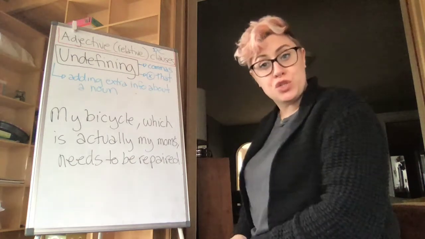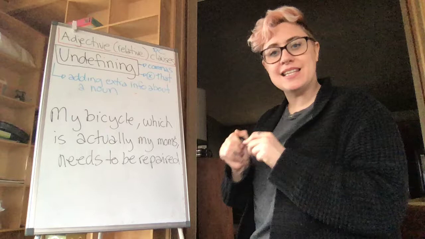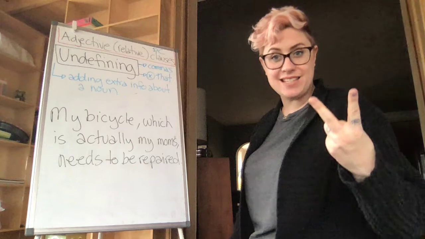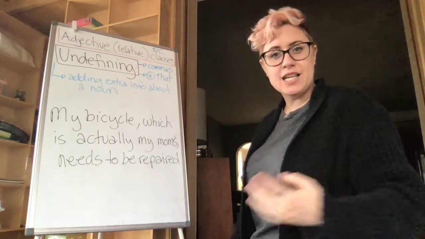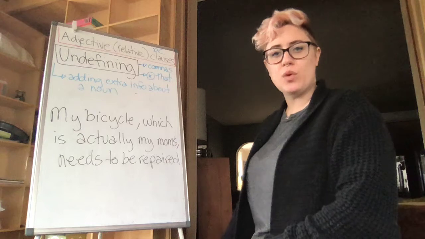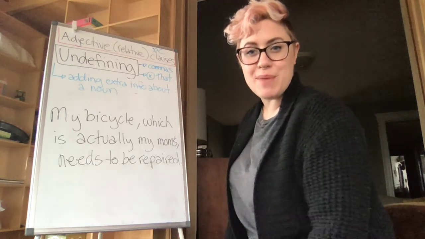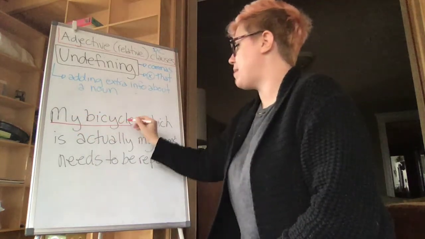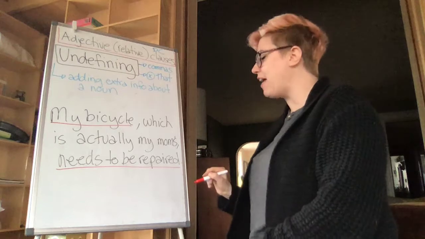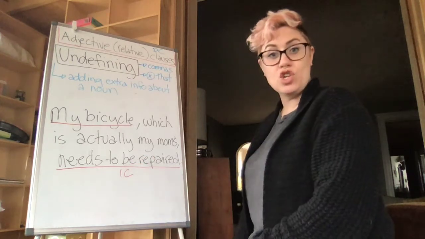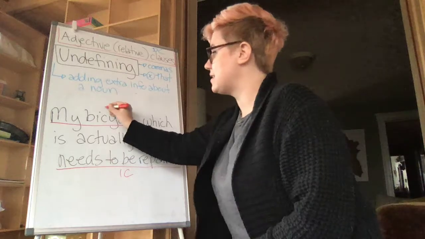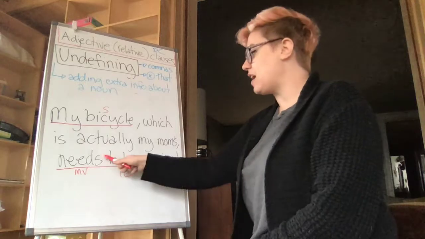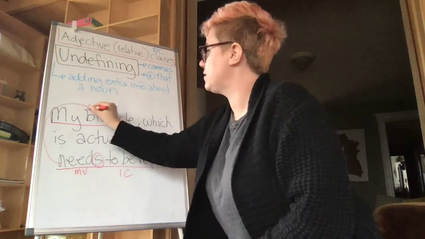So what I want you to do right now is take a look at this sentence and identify the independent clause and the dependent adjective clause. Just take a second to think, okay, where is the independent clause? Where is the dependent adjective clause? So, if you guessed that my bicycle needs to be repaired is the independent clause, you are correct. My bicycle is the subject of this clause, and needs is the main verb. Needs agrees with the subject.